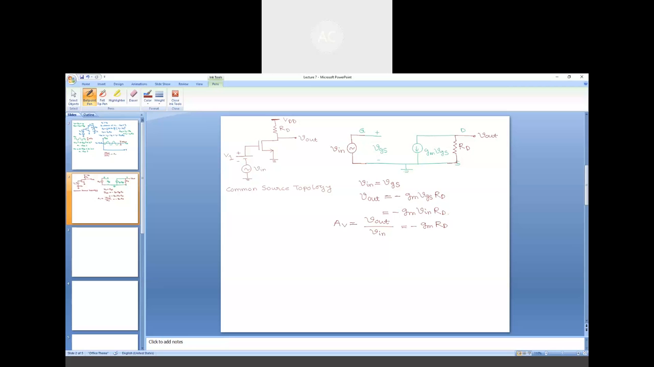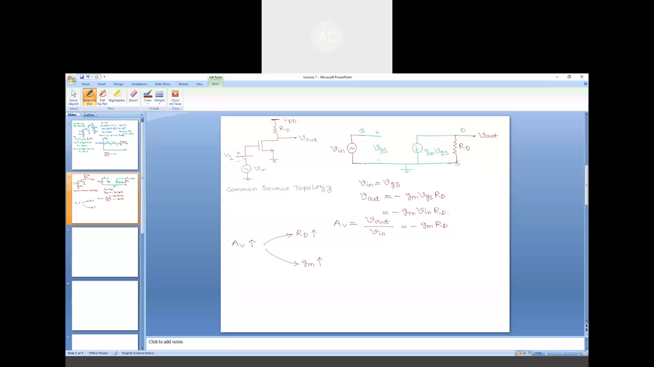Now in order to increase the voltage gain, we have two different terms over here, gm and RD. So the voltage gain can be increased either by increasing the value of RD or by increasing the value of gm. These are the two possible alternatives available to us so that we can increase the voltage gain.